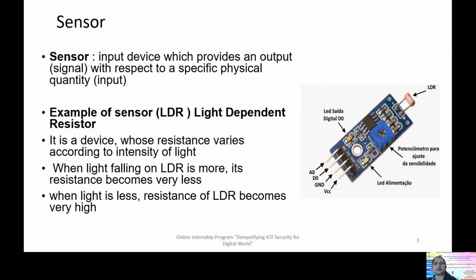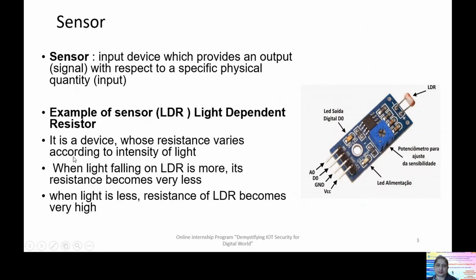What is a sensor? The sensor is an input device which provides an output signal with respect to a specific physical quantity. That means input. So it is an input device which gives the output with respect to some inputs. One example of a sensor is the LDR sensor. What does LDR stand for?